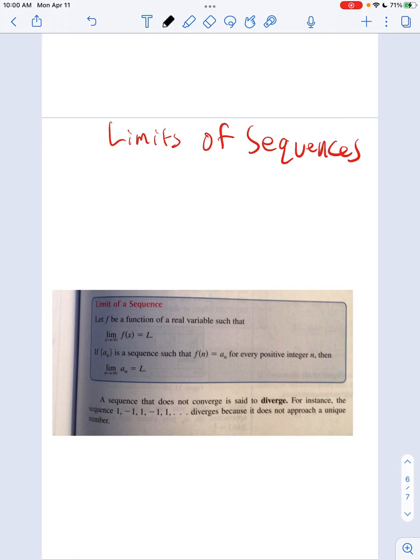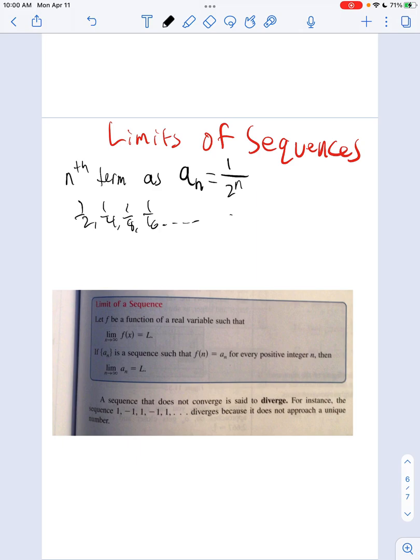Okay, now we're looking at limits of sequences. A lot of times sequences have very similar properties to functions. So if we took a sequence that had the nth term a sub n equals 1 over 2^n, that would be like 1/2, 1/4, 1/8, 1/16, and go on and on and on.